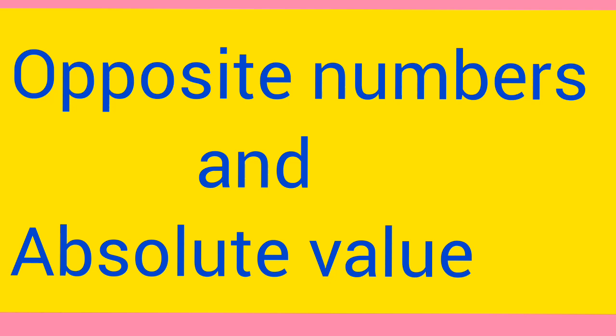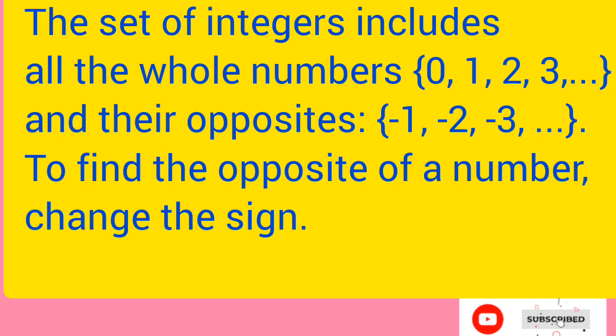Opposite numbers and absolute value. The set of integers includes all the whole numbers in the set 0, 1, 2, 3 and so on, and their opposite numbers in the set -1, -2, -3.